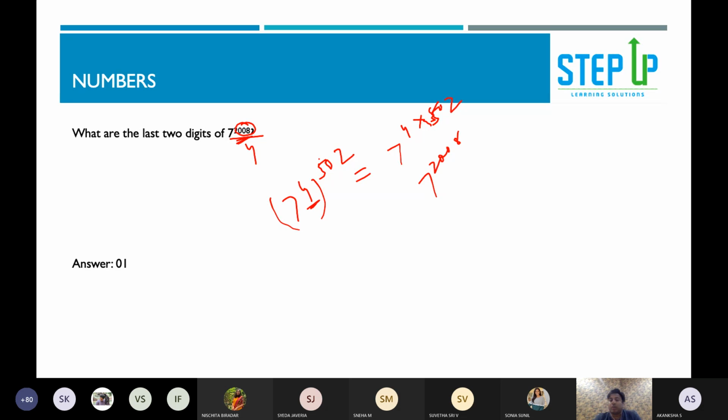Correct? So this is a property of surds and indices kind of stuff. Here, if you take 4 as common, 502 is the power which remains outside. 7 power 4 is 2401, which is nothing but 49 square. And I already told you how to find out the last 2 digits of these kinds of numbers. Any doubt in this again, or can I move forward?